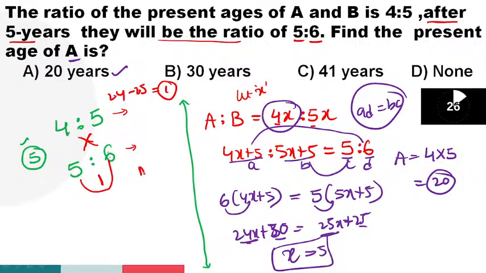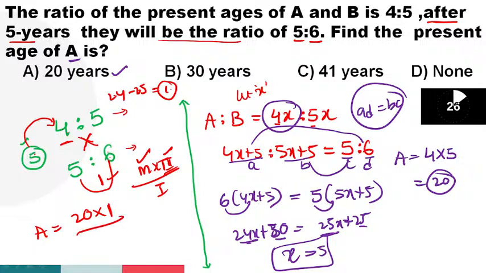Coming to the third step: multiply, then divide the step 2 difference by the step 1 difference. We have to find the present age of A. A is how many parts here? 4 parts. After how many years? 5 years. 5 4s are 20. It is a multiplication. Next, the step 2 difference is how much? 1, divided by the step 1 difference, which is 1, is equal to 20 years. So which option is the right answer? Option A is the right answer. Clear, all of you? Shortcut method. Any doubts regarding the shortcut method?